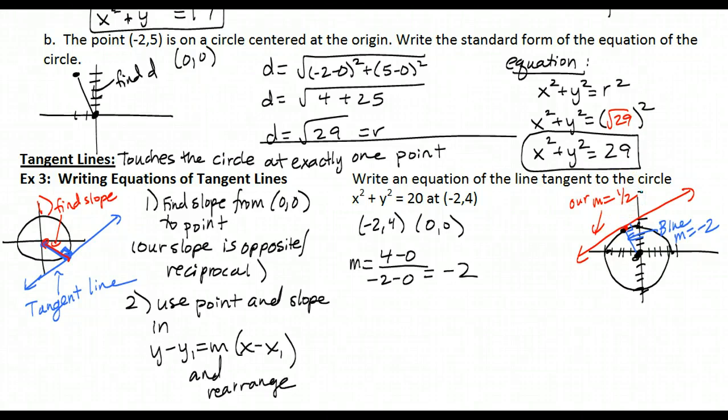And then if you remember, to create an equation of a line, I need the slope and I need a point. We have a point because that's what was given to us. So I'm going to use my slope 1/2 and my point (-2, 4) and plug it into the point-slope form now.